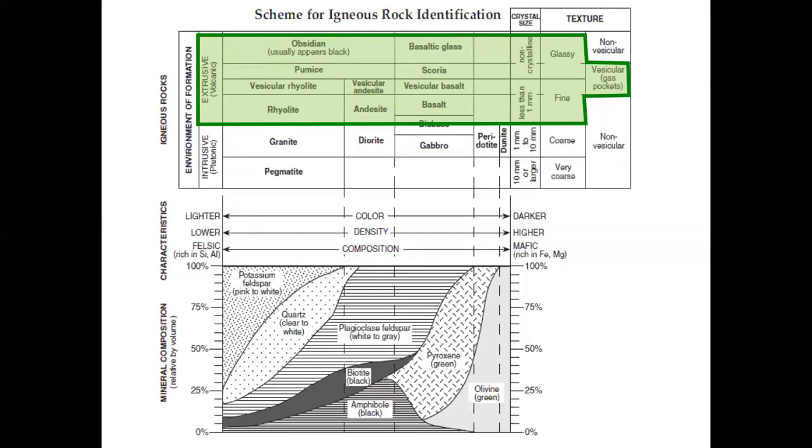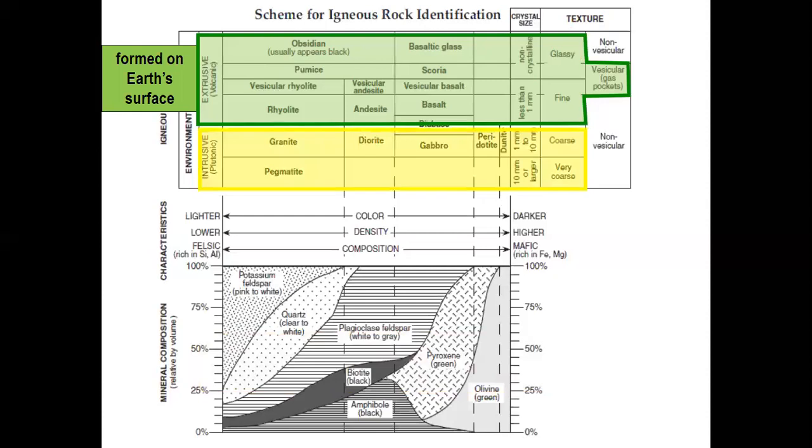The texture over here, you see glassy and you see fine. Something with a glassy texture looks something like glass. I'll show you a visual about it in a second. And then you have fine, which is just those types of rocks that have a very fine texture, not as rough as something coarse. Okay, those are the ones that formed on Earth's surface.